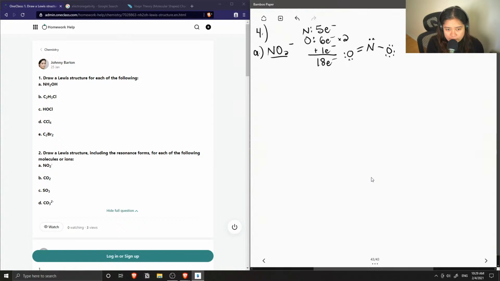So now we have our 18 electrons, and we can show that this single bonded oxygen has a negative charge, and we can include its resonance structure just down here, where the first oxygen can have the negative charge, and the second oxygen will be double bonded. Okay, so these are the 2 Lewis structures, or resonance structures, that can be formed for part A.